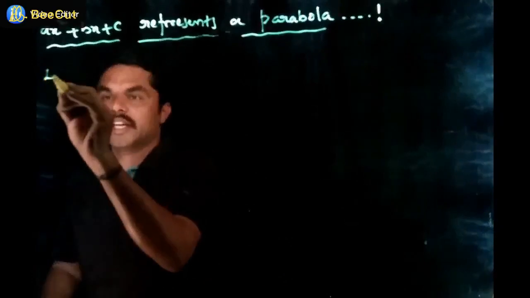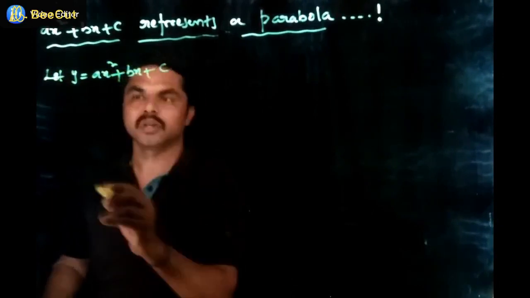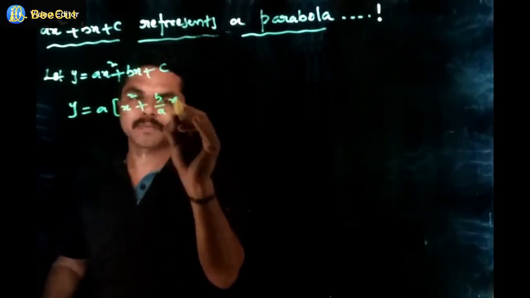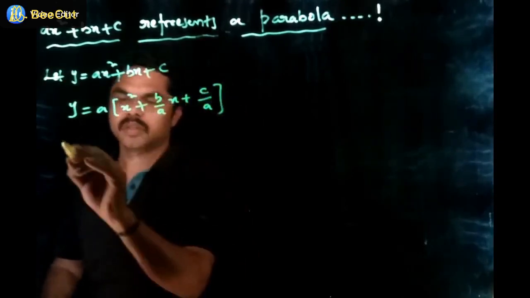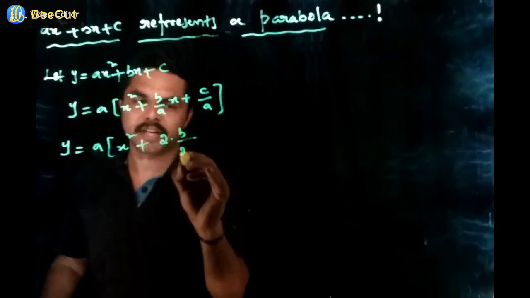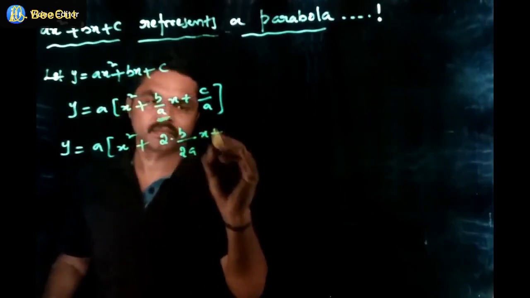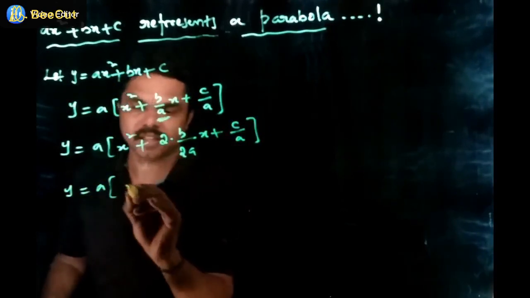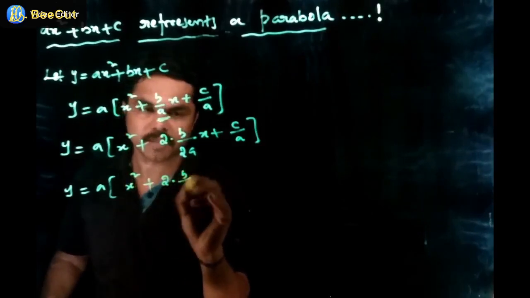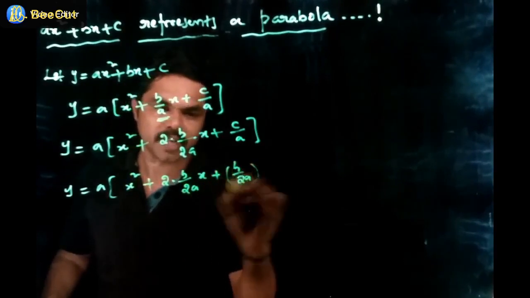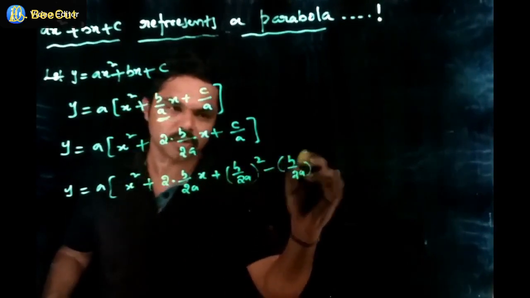First of all, take that y is equal to ax square plus bx plus c. Now take a common, you will get x square plus b by a x plus c by a. Now y is equal to a into x square plus, multiplying and dividing by 2 for this particular term, plus c by a. Now adjust this as a perfect square: x square plus 2 times b by 2a x plus b by 2a whole square minus b by 2a whole square plus c by a.